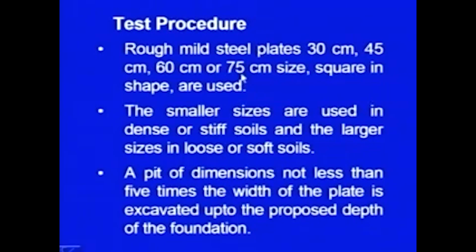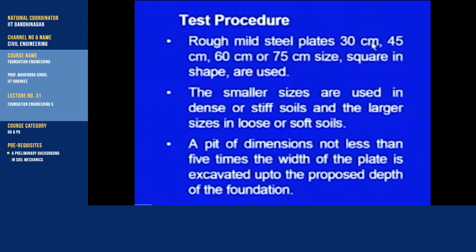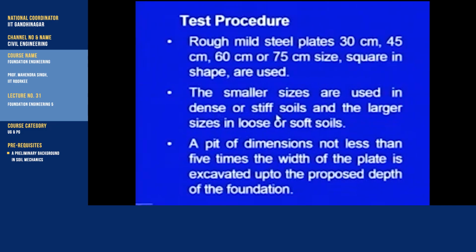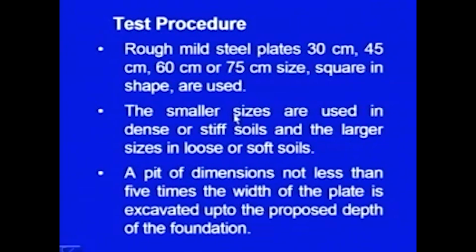Here is the test procedure as per the specifications. A rough mild steel plate, and these are the standard sizes which are recommended. One can have 30 centimeter, 45 centimeter, 60 or 75 centimeter size, they are used. The smaller sizes are used in dense or stiff soils, and in case the soil is loose or soft, it is better to use a greater size. The smaller size you can use for stiff soil, and for dense soil the bearing capacity will be high. Stiff soil means you will have to apply much more load to make the soil fail. So, in those cases you can use smaller sizes, and larger sizes when the soil is loose or soft.